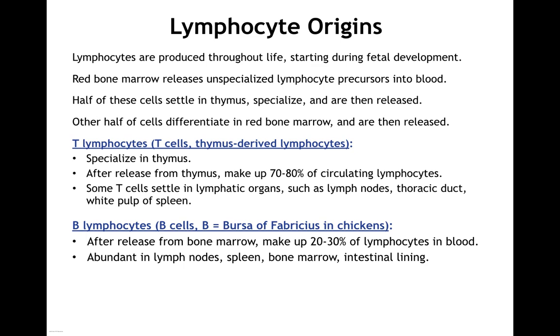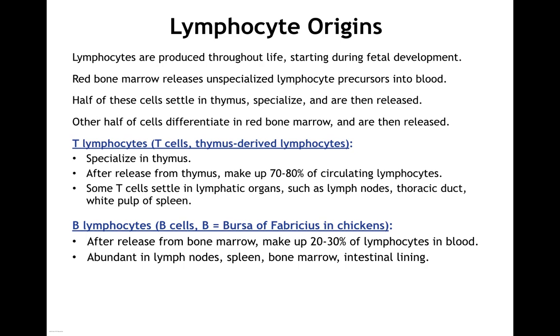So lymphocytes are produced throughout life, starting during fetal development. Eventually, the red bone marrow releases unspecialized lymphocyte precursors into the blood. Half of those settle in the thymus. They specialize and then are released. The other half of cells remain within the red bone marrow, and they are educated and released as B cells.